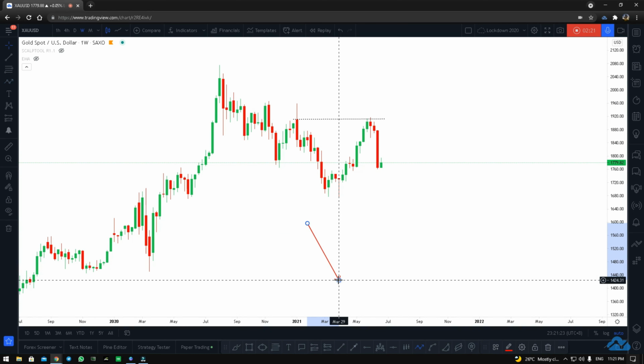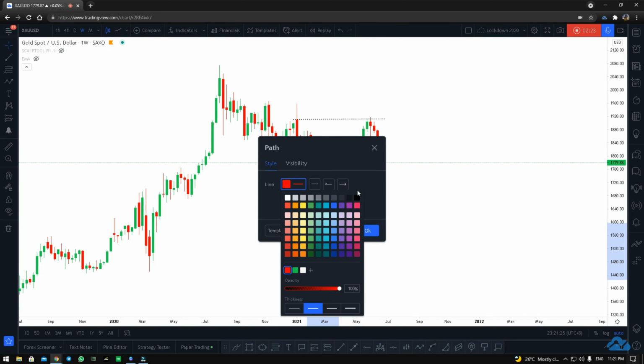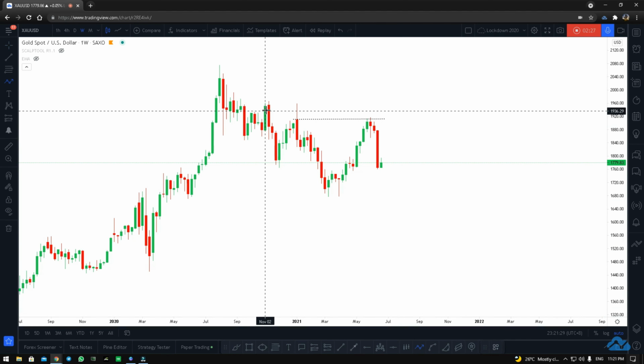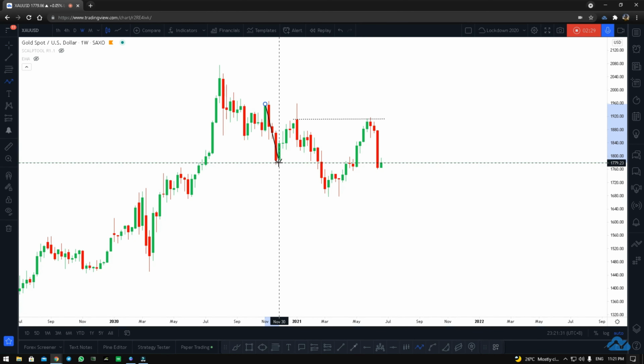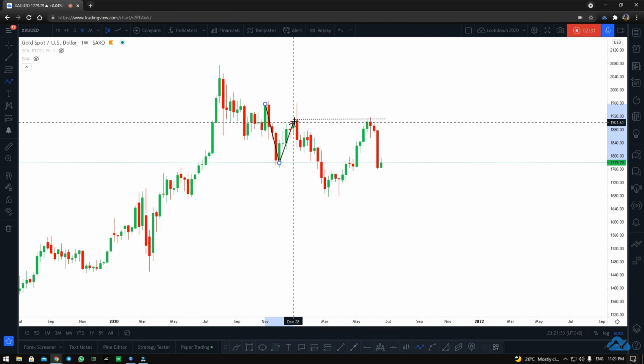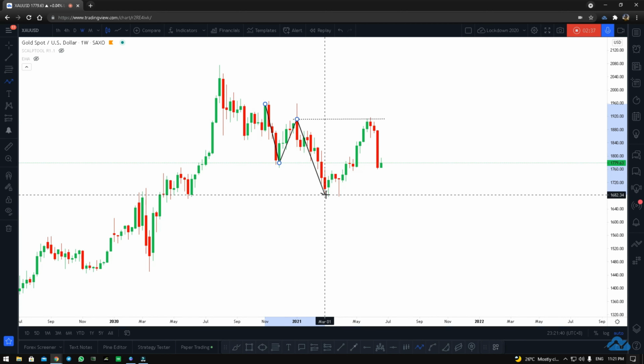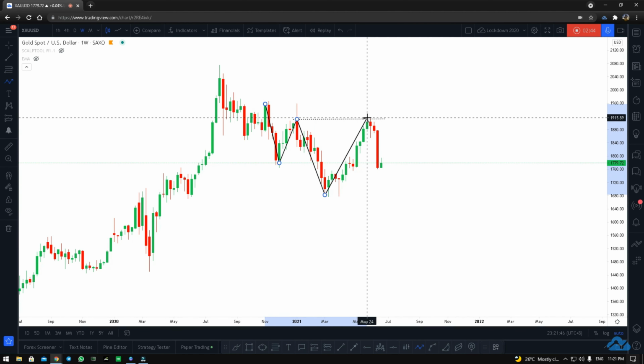You can see the market came down from here. Let me change this for you. Okay, you can see that the market came down from here all the way down to this support area. It came back up again to the strong resistance area. It then made a lower low, created this double bottom at the bottom here, but also created an equal high in this area over here.